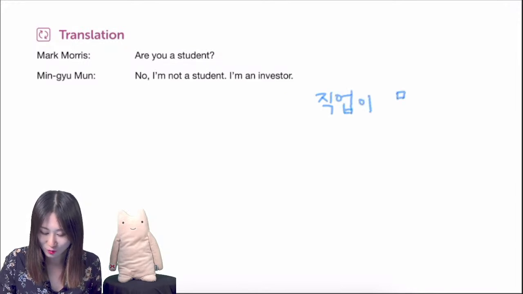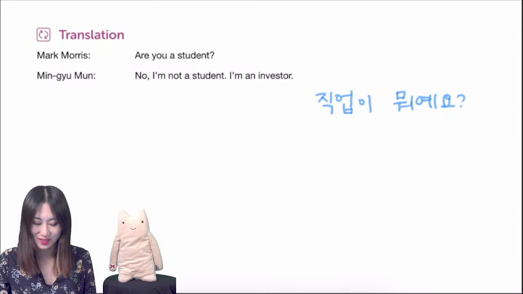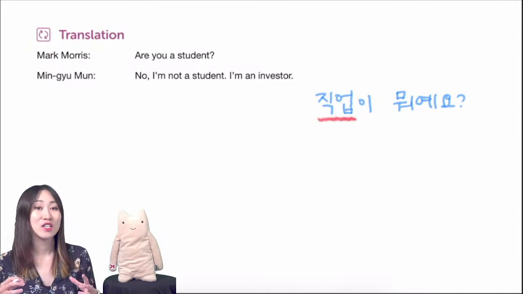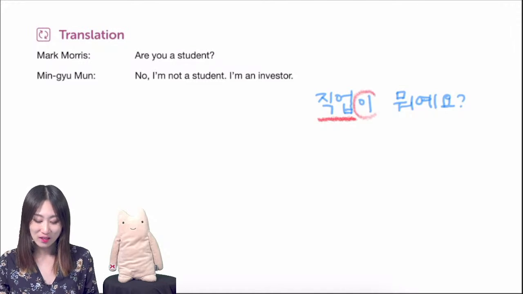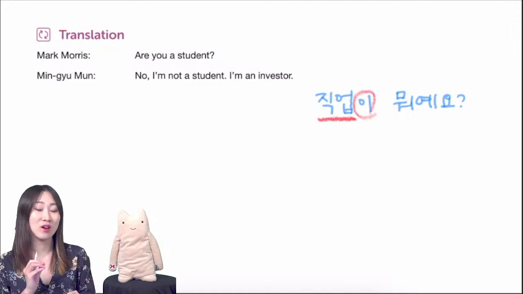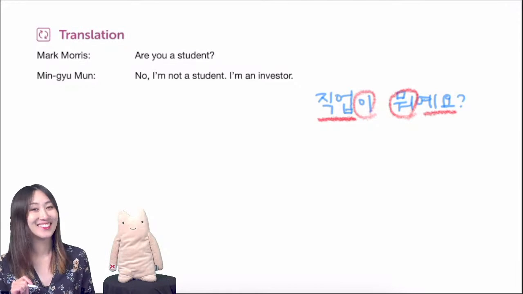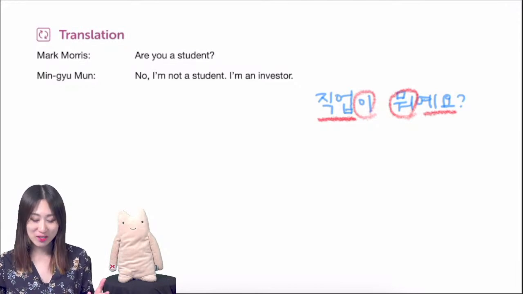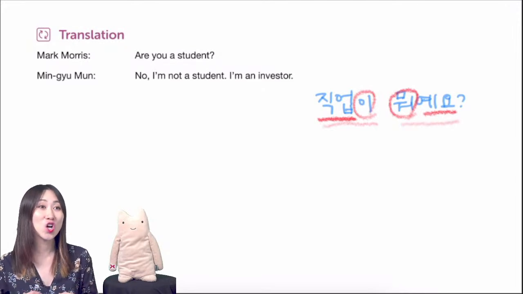직업이, and this is square. 뭐예요? And 짜잔, we have this word. 직업, it means job. Job. 직업, job. And 이 is a particle making 직업 the subject of the sentence. 뭐 means what. 예요? Do you remember? This means is. So it literally means job, what is. So what is your job? In Korean is 직업이 뭐예요?